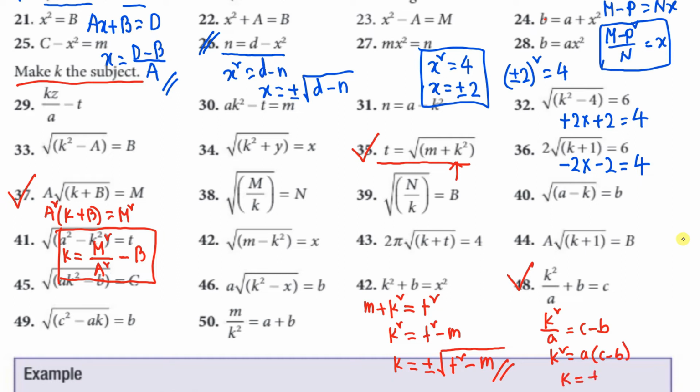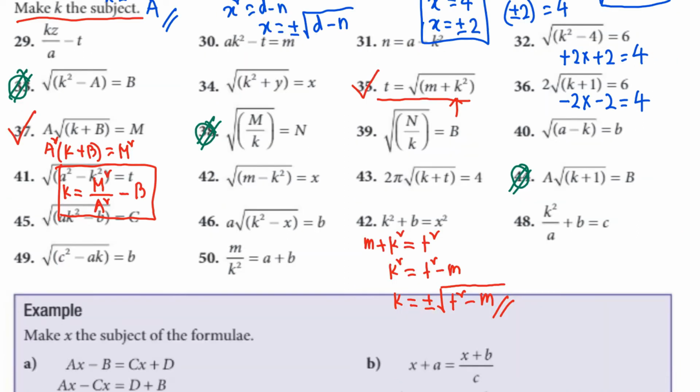So k we can write plus minus, because we are making the square root on both sides. Inside is a, then c minus b, and that is our expression of that term. Hope you understand.